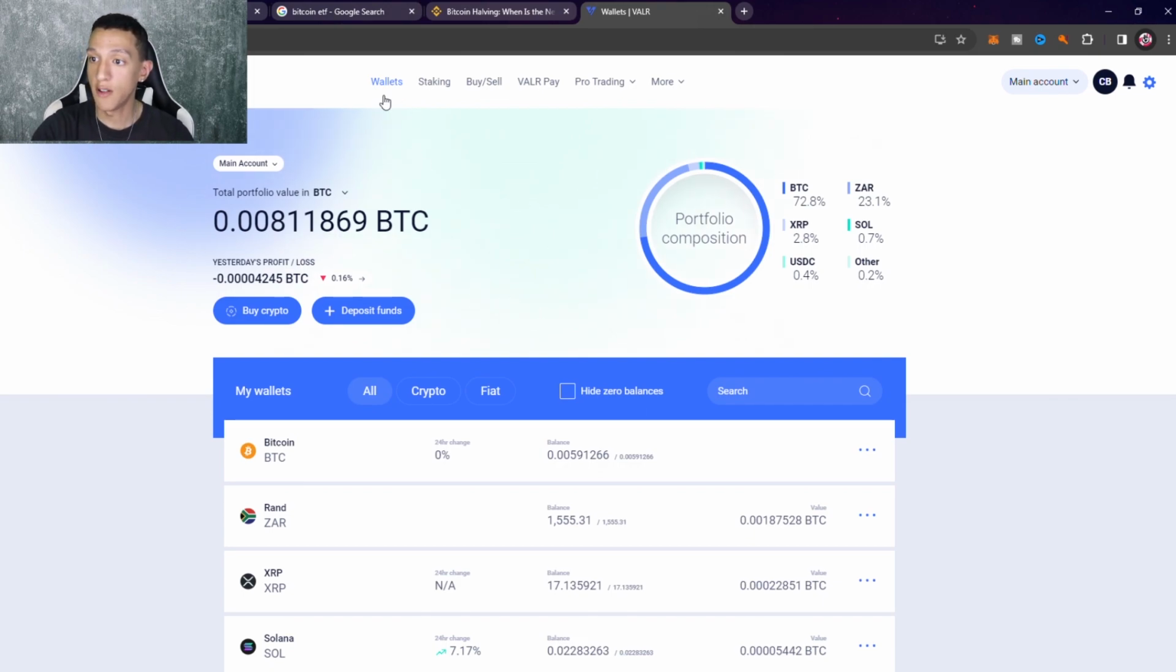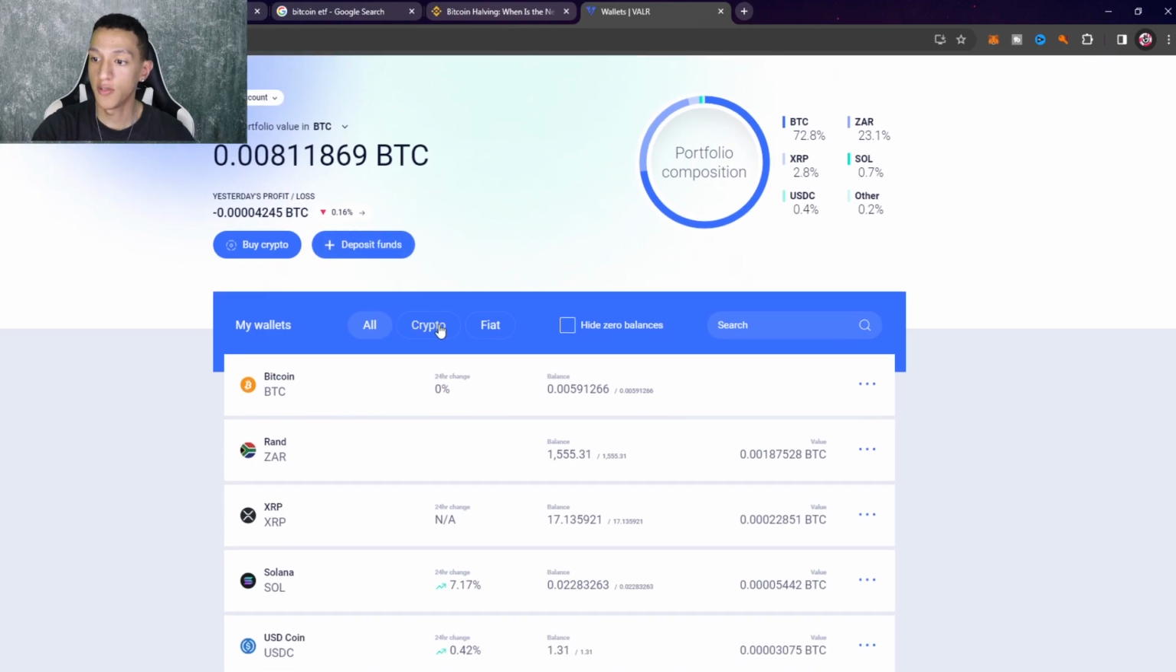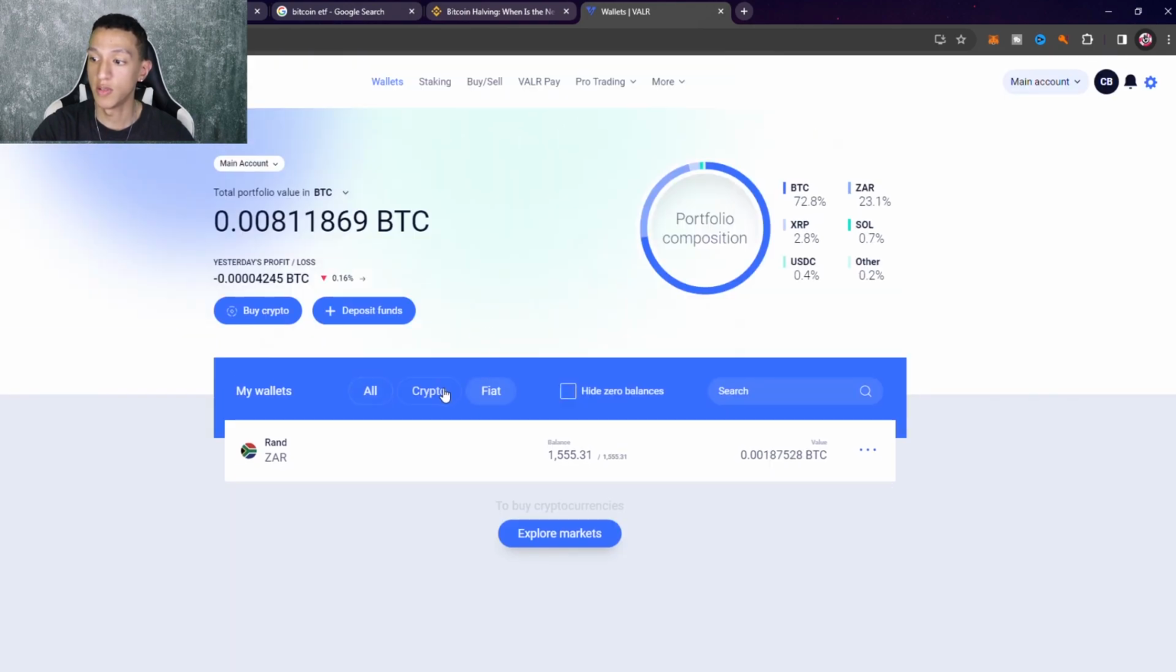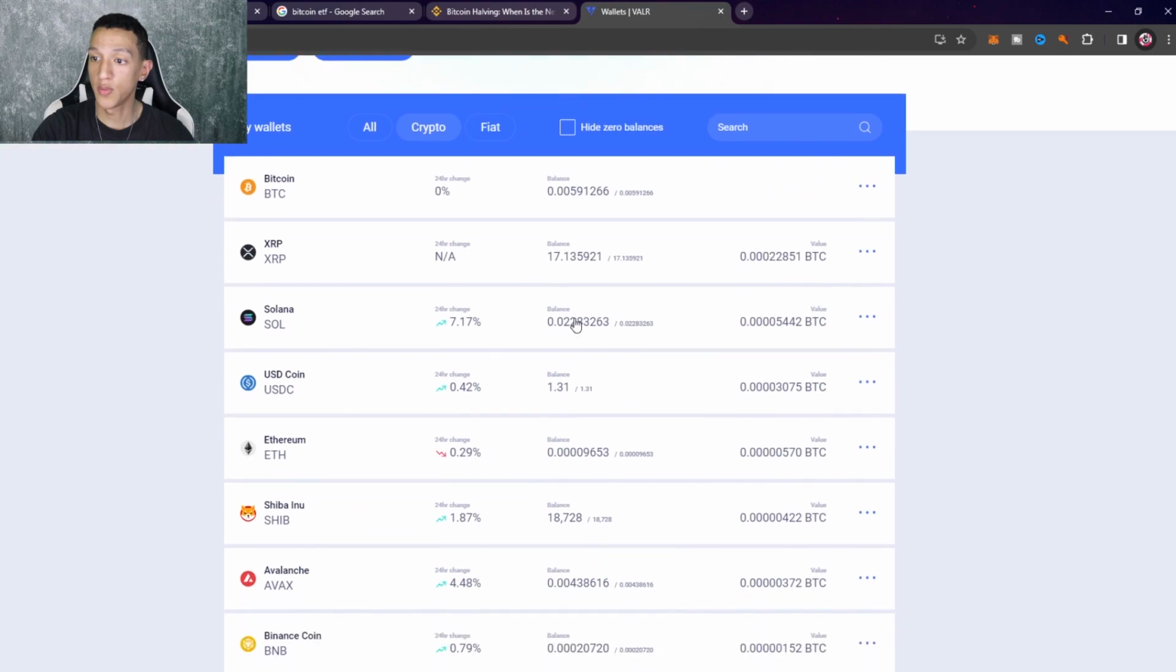As we can see, I have wallets, staking, buy, sell, VALR Pay, pro trading, and more. So you can see there's a lot more compared to last time. The wallet is basically the beginning, where you'll see the most. In the wallet you have crypto and fiat. Fiat is basically just the amount of ZAR you have. This is all the crypto wallets, and this is just all. So let's keep it on all.